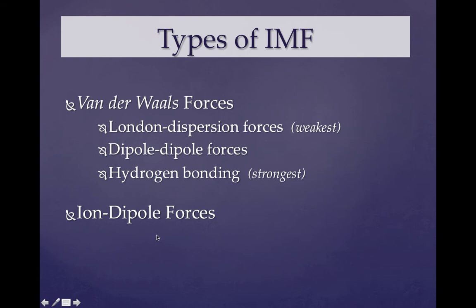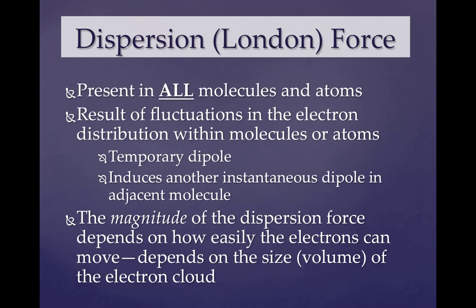in the middle. An ion dipole force is separate from the van der Waals forces, and that is a force between an ion and a polar molecule, which we'll talk about. So the first one is called a dispersion force. Sometimes it's called London dispersion force. It's present in all molecules and atoms.